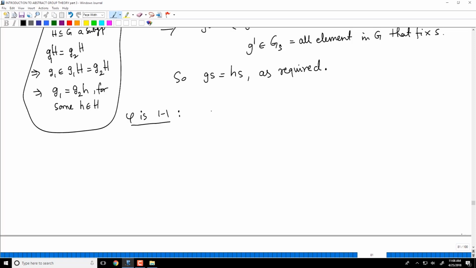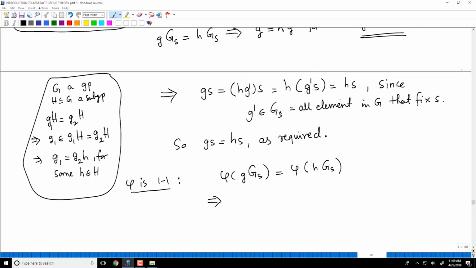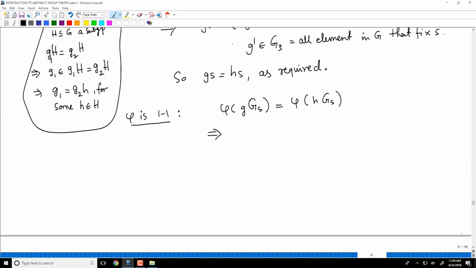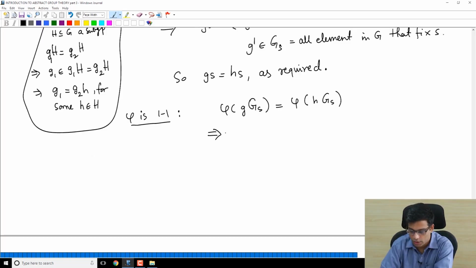What does this mean? One-one means if phi of gS equals phi of hS. Suppose this happens. We want to conclude that gGS is equal to hGS. Let's work it out. Phi of gGS equals phi of hGS. I am taking two elements of the left-hand side domain, which is G mod GS. So I am taking two elements gGS and hGS. Suppose phi of these two elements are equal.